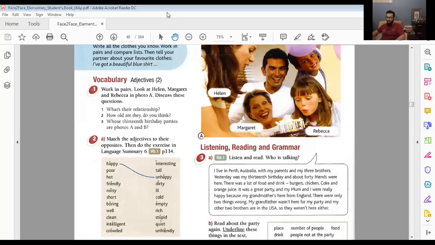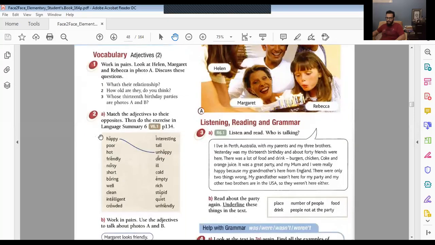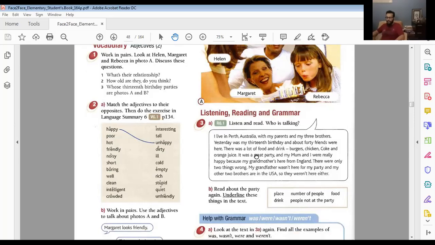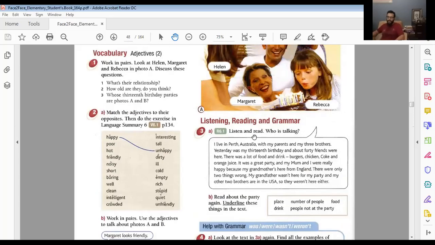Great, good. So we talked about this in the last lesson. We discussed adjectives and how to talk about people, and not only people but many things. We can use adjectives to describe things and people. Today we are going to do a little bit of listening. It says here, listen and read. Who is talking?